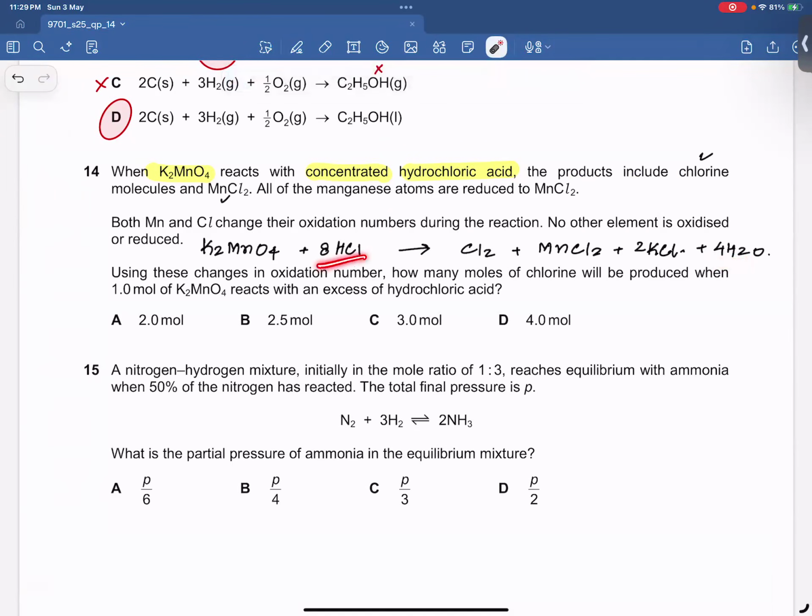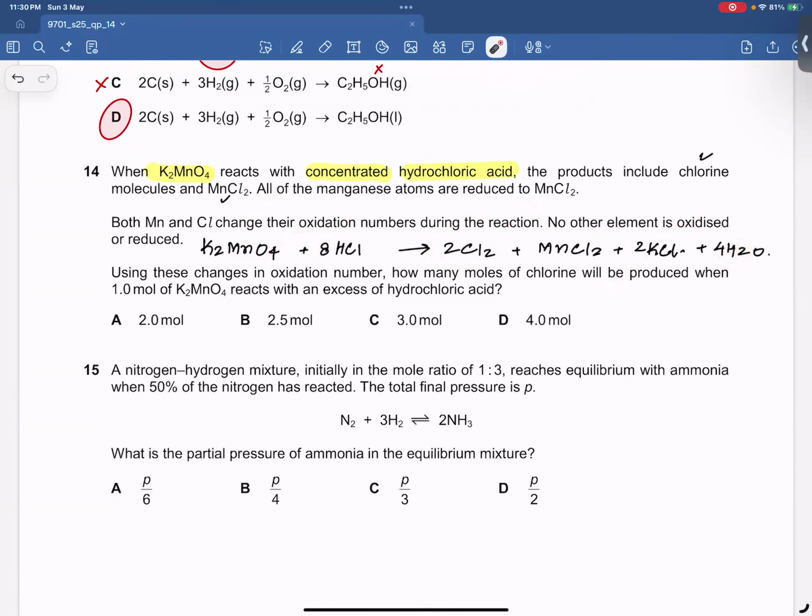How many chlorine atoms here? 8. So I'm going to put 2 already है, 2 यहाँ है, 4. So 8 complete करने के लिए मैं यहाँ पर 2 लगाऊंगा. Okay. So total chlorine atoms would be 8. Potassium 2, manganese 1, manganese 1, hydrogen 8, oxygen 4, oxygen 4.